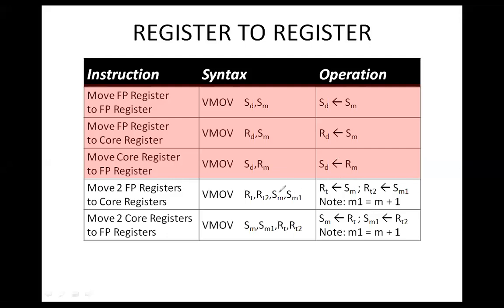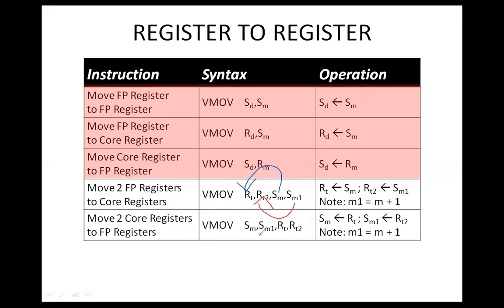So Sm comes here, and Sm1 gets in here. So there's a kind of balance between them, in how data is moved between floating point and the normal registers.